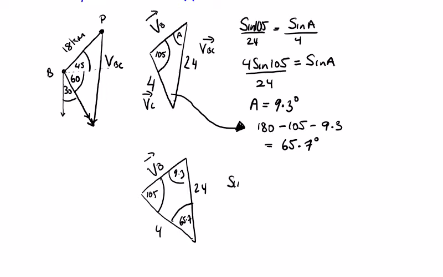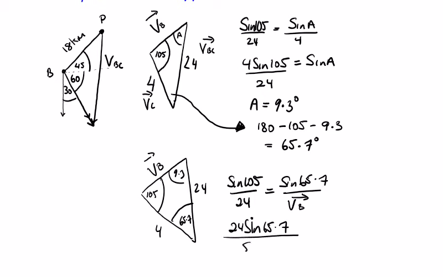So sine 105 over 24 is equal to the sine of 65.7 over the velocity of the boat. So 24 sine 65.7 divided by sine 105 is equal to the velocity of the boat. And if you type that into your calculator, you are going to get 22.65. Now, that's not what we're asked.